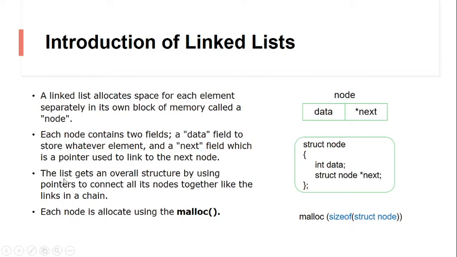The list gets an overall structure by using pointers to connect all its nodes together, like links in a chain. Each node is allocated using malloc. So later on we'll be having a sample for a single linked list. The data that we'll be creating here is an integer, okay? And the malloc size is the size of the node that we'll be creating.